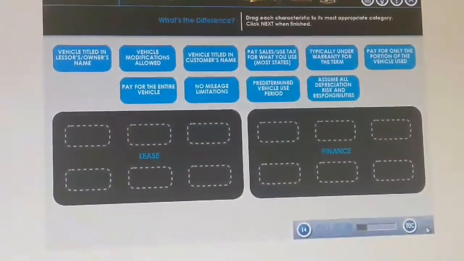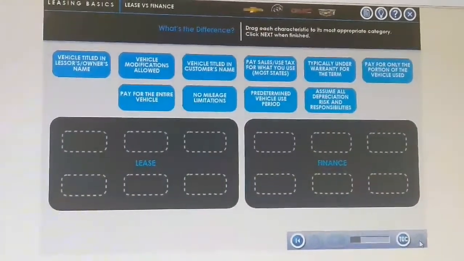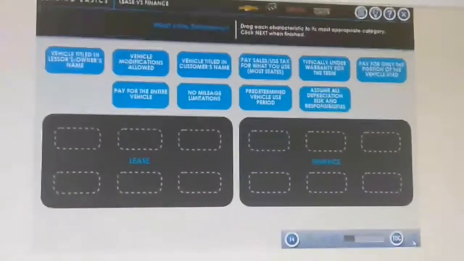Let's take a closer look. Drag each characteristic to its most appropriate category, lease or finance. When you are finished, click Next.